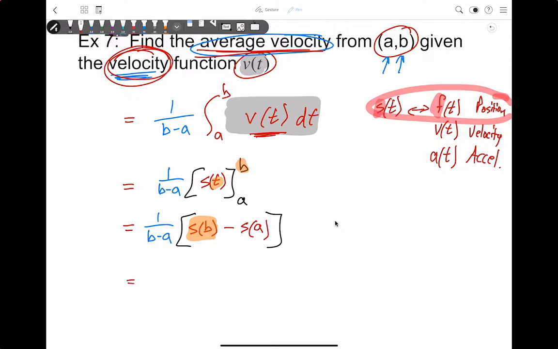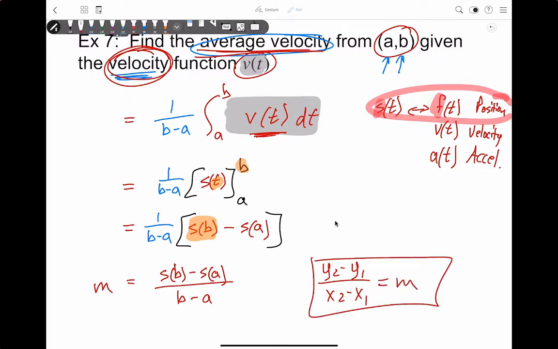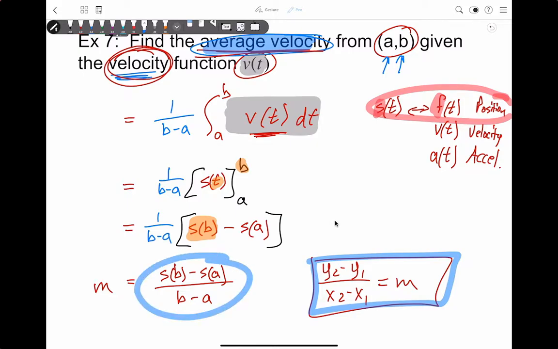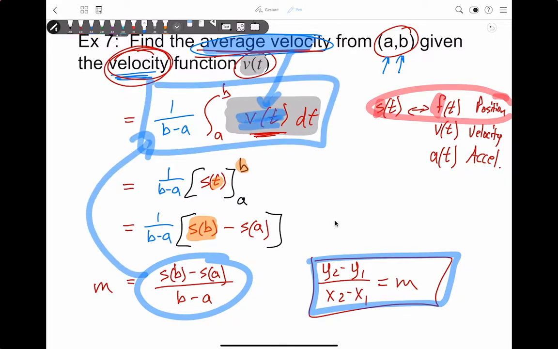So you can finish it off by saying s of b minus s of a over b minus a. And again, this is earlier in the notes from today. This is slope. This is y2 minus y1 over x2 minus x1. You've done this since Algebra 1. Average rate of change, aka the average velocity. That's what we've been doing since Algebra 1. Okay, and now we know with calculus that that is equivalent to, if you wrote it this way with an integral, the average velocity with the velocity function being here.